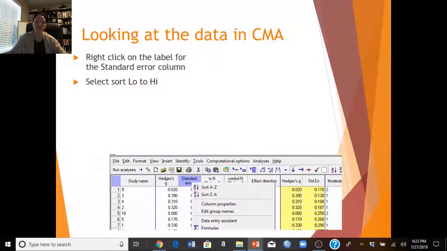So in order to first sort our data in CMA, you would right-click on your standard error column, and this screenshot shows that it comes up as sort A to Z. This is an older version of CMA. What actually comes up now is sort low to high by standard error, so you would select that. And what that would do is resort your studies in order from the smallest standard errors, therefore the most precise study, all the way down to the one with the largest standard error, which would be the least precise study.